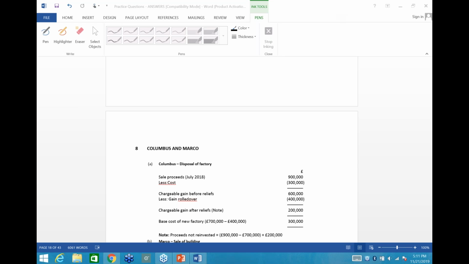Then the third and only other relief available for a company is terminal loss relief. But this terminal loss relief is a little different from an individual.